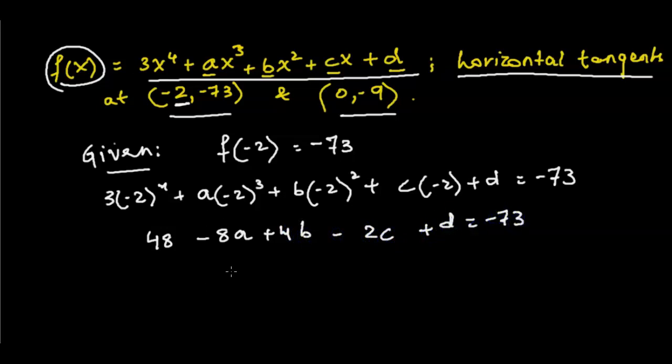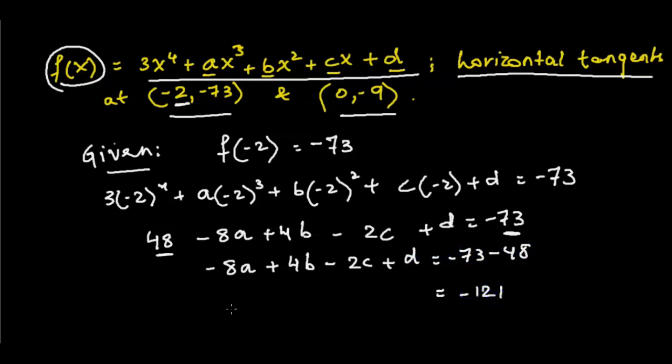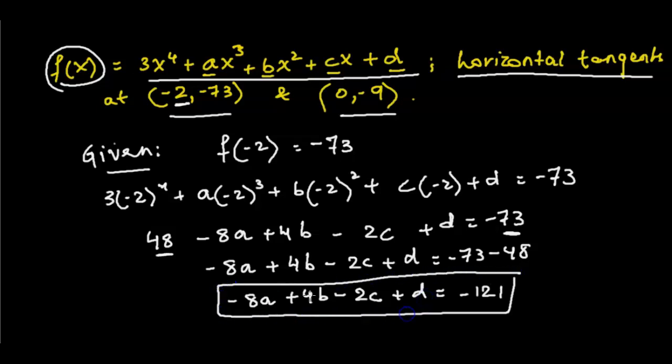We can simplify it by collecting like terms, and we notice 48 and -73 are like terms. So we can write it as -8a plus 4b minus 2c plus d is -73 minus 48, and that would be equal to -121. So the final equation we would have is -8a plus 4b minus 2c plus d is -121. So we can use the information that this is a point on this function to rewrite the given function in this simple form.